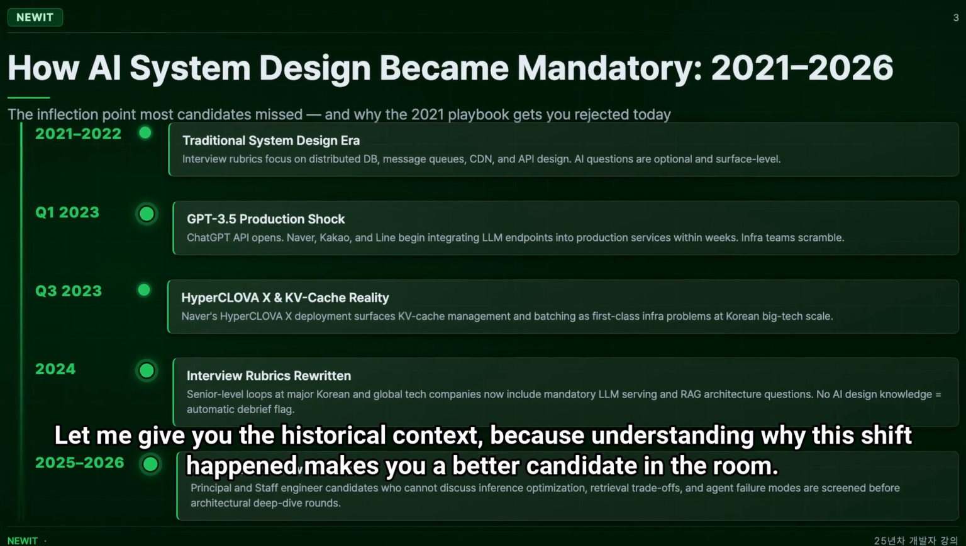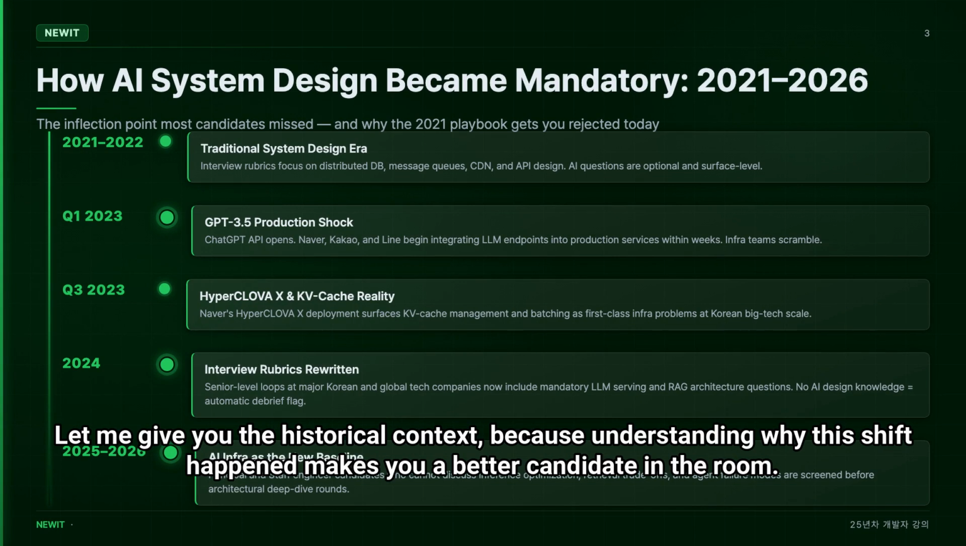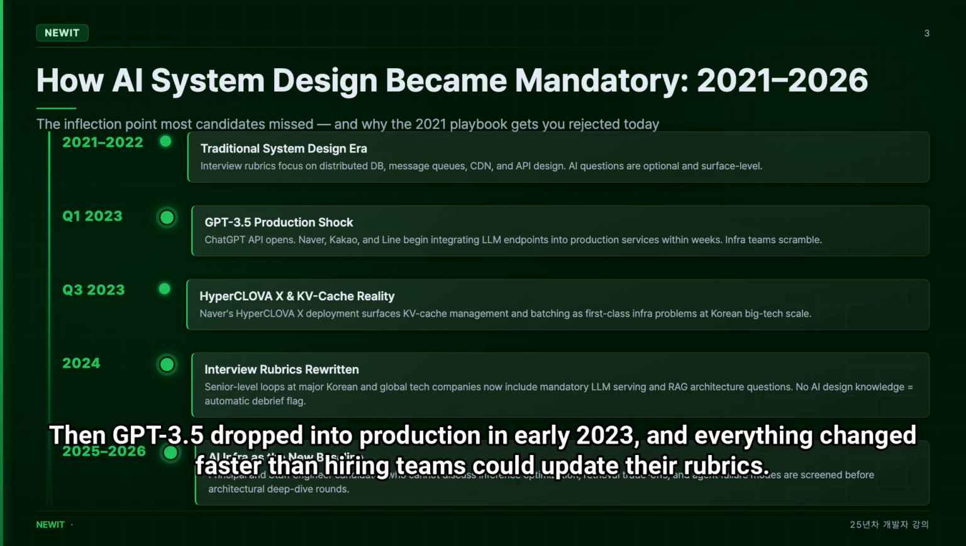Let me give you the historical context, because understanding why this shift happened makes you a better candidate in the room. Before 2022, system design interviews at Korean big tech, Naver, Kakao, Line, focused almost exclusively on distributed databases, message queues, and API gateway patterns. Standard bread-and-butter territory. Then GPT-3.5 dropped into production in early 2023, and everything changed faster than hiring teams could update their rubrics.